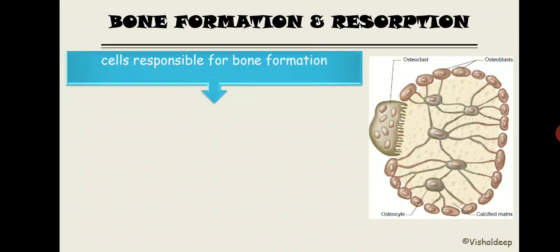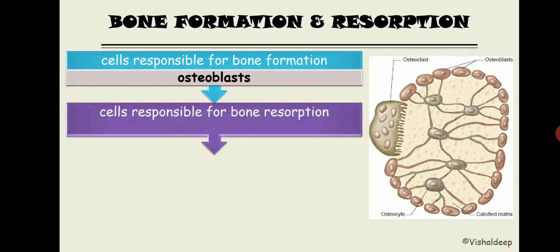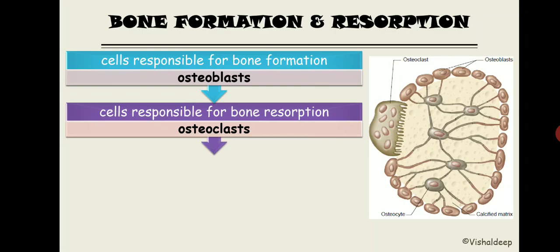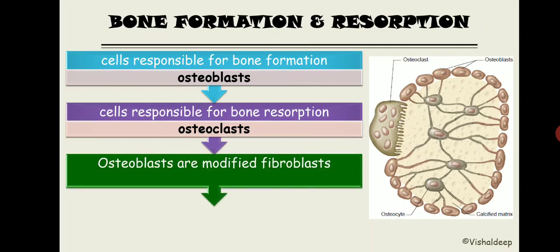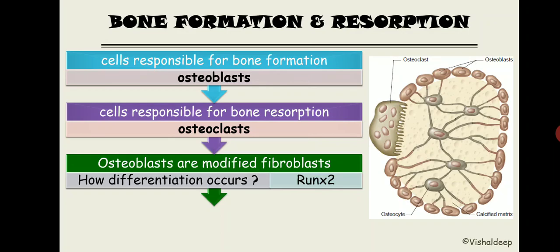The cell responsible for bone formation, as you already know, is the osteoblast, and the cells responsible for bone resorption are the osteoclasts. Now osteoblasts basically come from fibroblasts. So osteoblasts are modified fibroblasts. How does this differentiation occur, how do fibroblasts get modified into osteoblasts? This is basically by one transcription factor known as RUNX2.